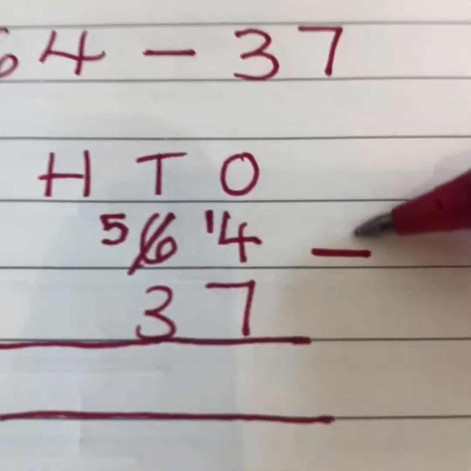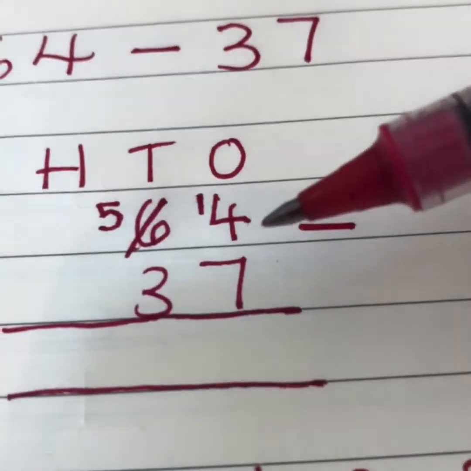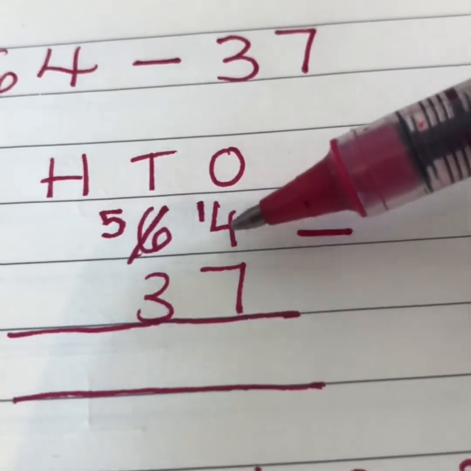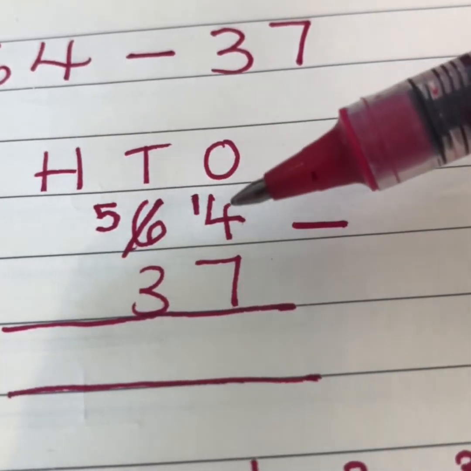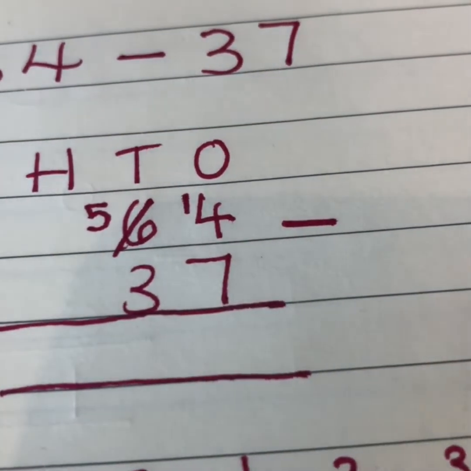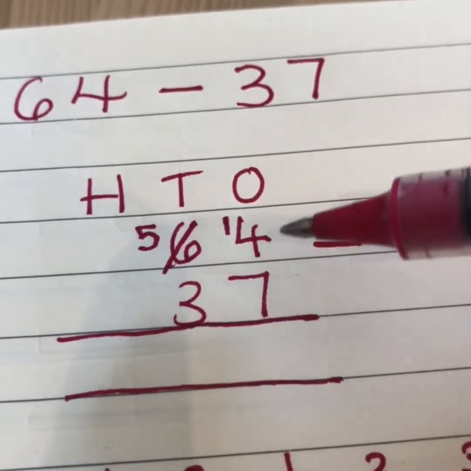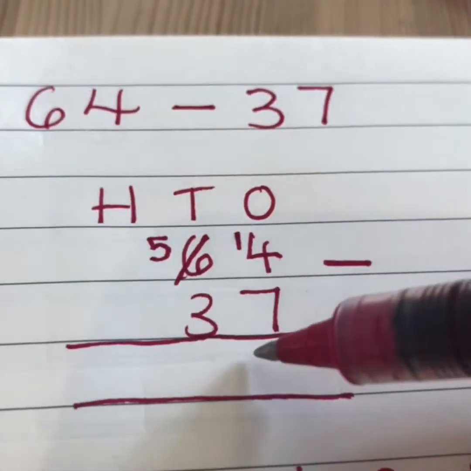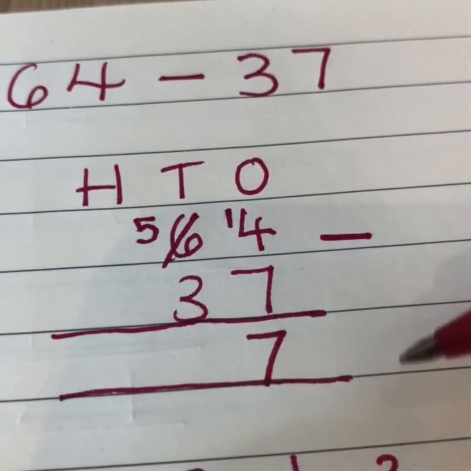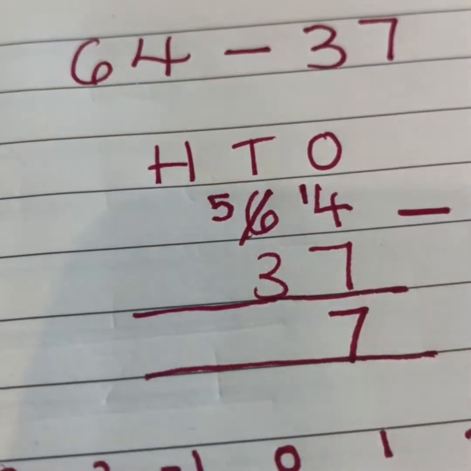But it makes it easier for us to take this 7 away from here now. So now we've got 1 ten and 4 ones, so that's 14. Take away 7. We can use our doubles for that. Half of 14 is 7. 7 and 7 makes 14. And then I've got 5 tens, take away 3 tens.